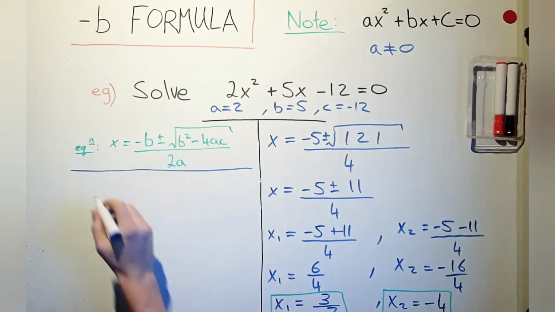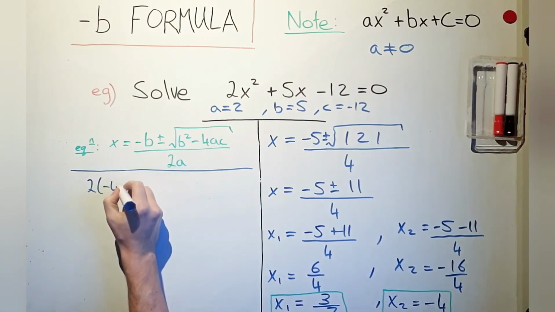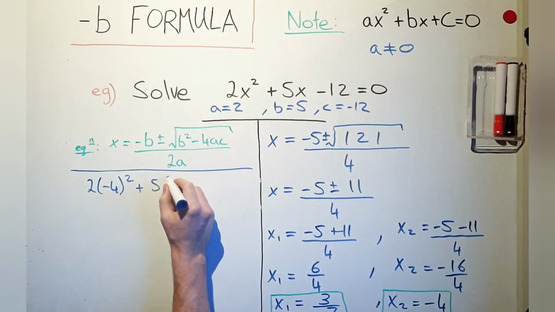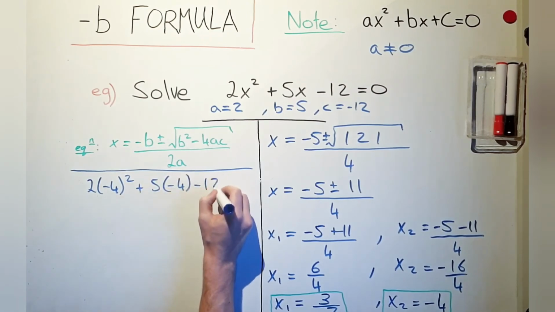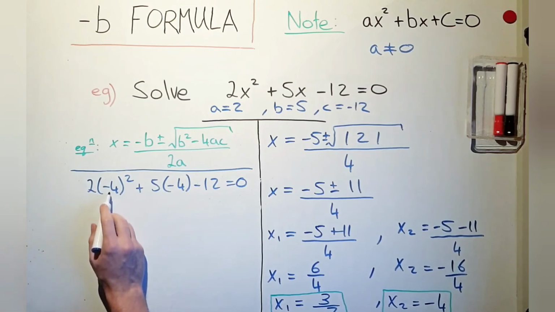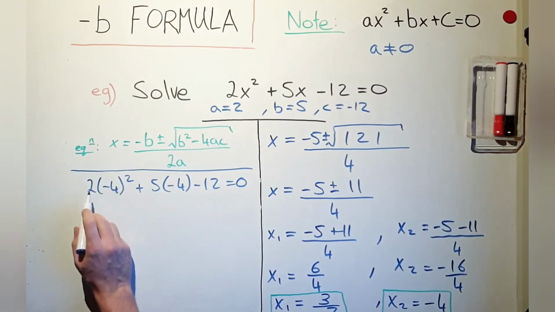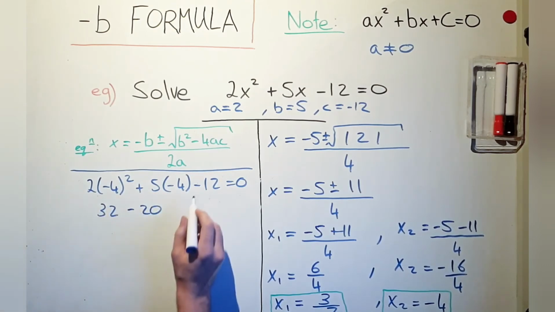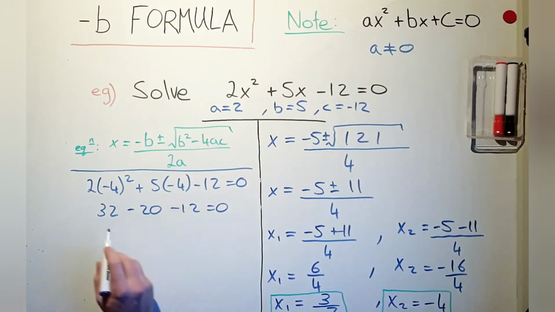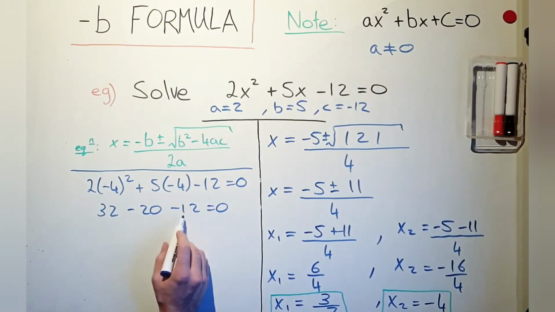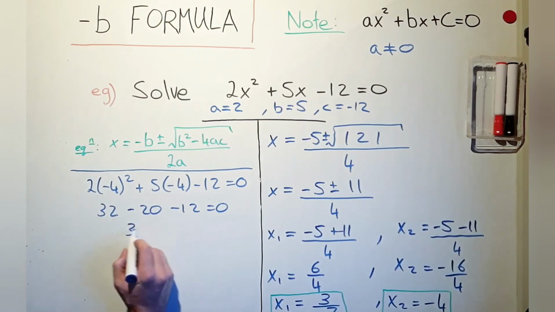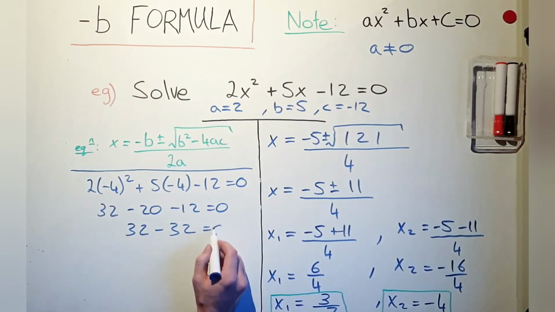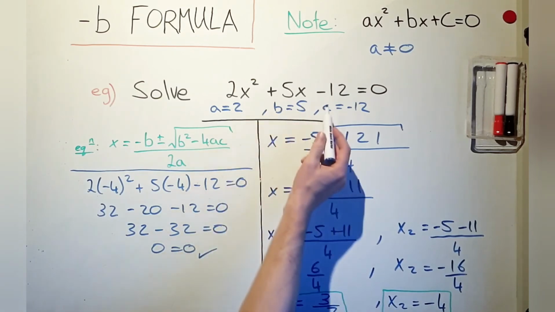Okay, so the second one we're going to check is the minus 4. So it's going to be 2 by minus 4 squared plus 5 by minus 4 minus 12 equals 0. So minus 4 by minus 4 is going to be 16, and 2 by 16 is 32. 5 by minus 4 is minus 20, and then we have a minus 12 equals 0. Minus 20 and minus 12, that's going to be minus 32, which is going to cancel with this one. So it's 32 minus 32 equals 0, or 0 equals 0. So once again, we can see that x2 equal to minus 4 is also a root of this quadratic.